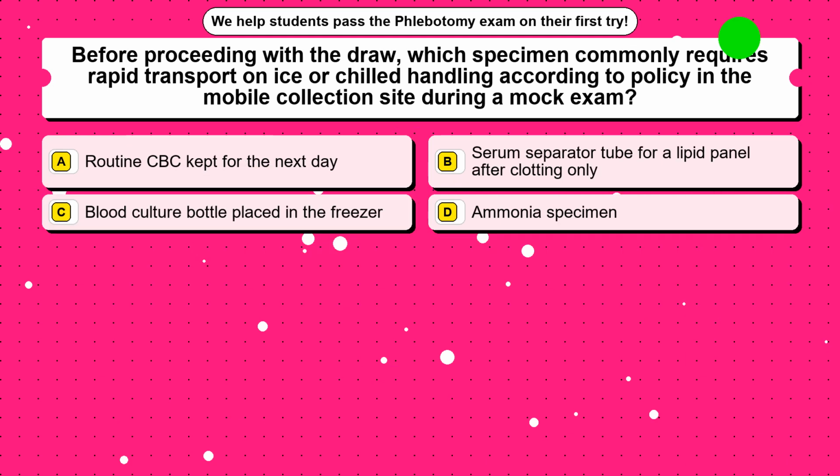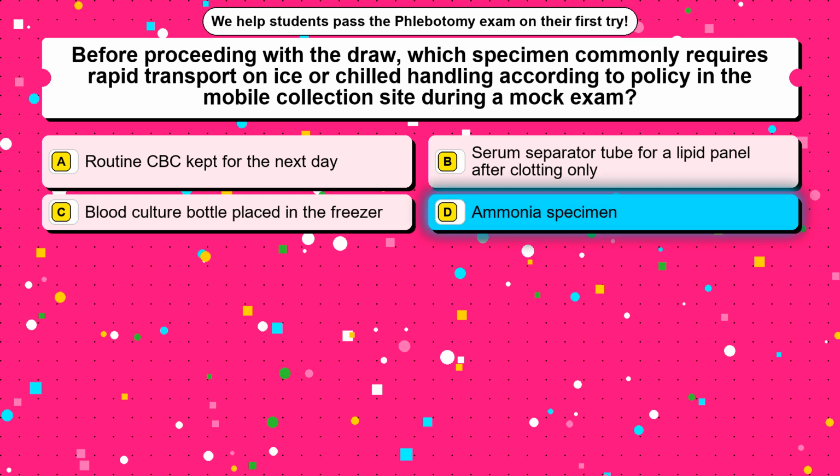Question 30. Before proceeding with the draw, which specimen commonly requires rapid transport on ice or chilled handling according to policy in the mobile collection site during a mock exam? Option A, routine CBC kept for the next day. Option B, serum separator tube for a lipid panel after clotting only. Option C, blood culture bottle placed in the freezer. Option D, ammonia specimen. The correct answer is option D.